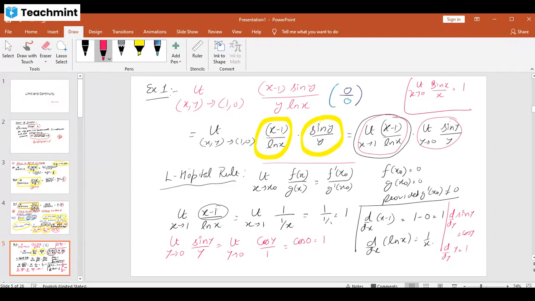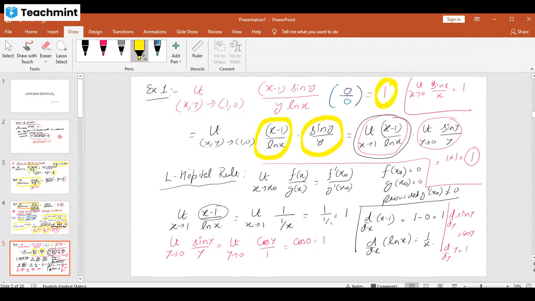So what is the limit of their product? This is equal to 1 into 1. Hence, the limit of this function is 1.